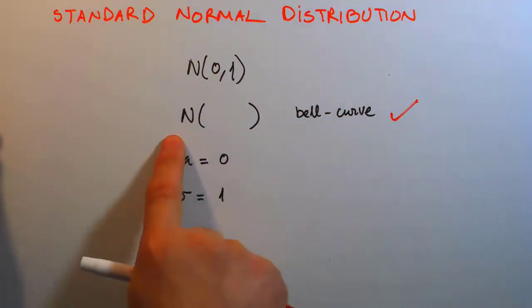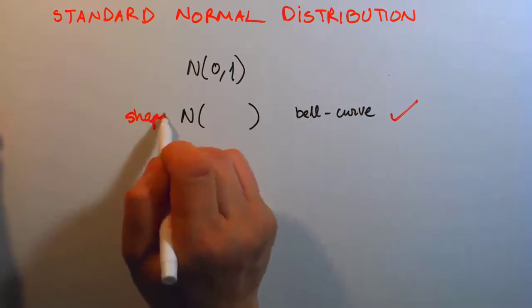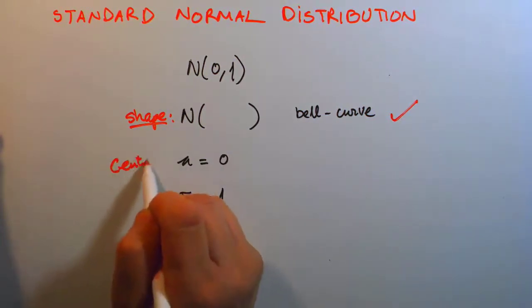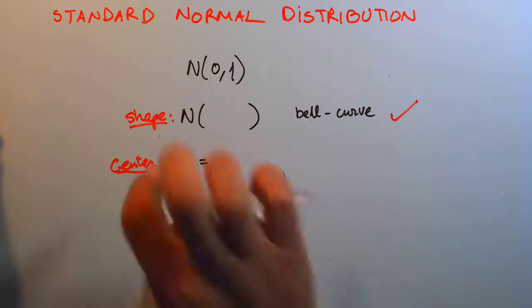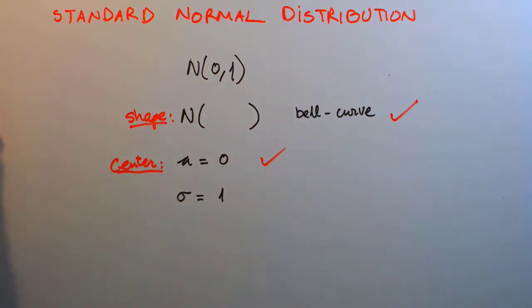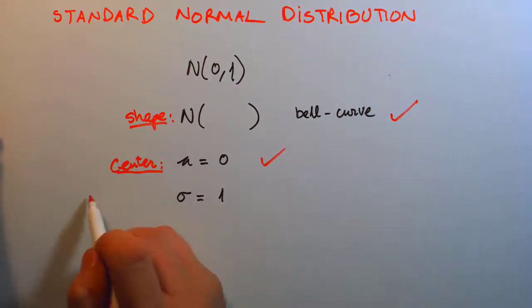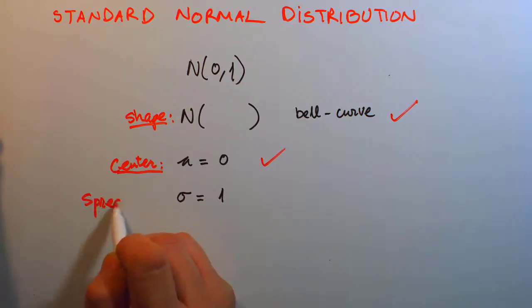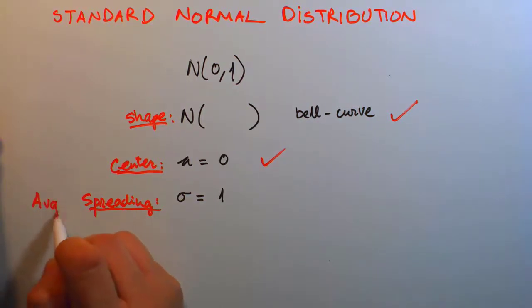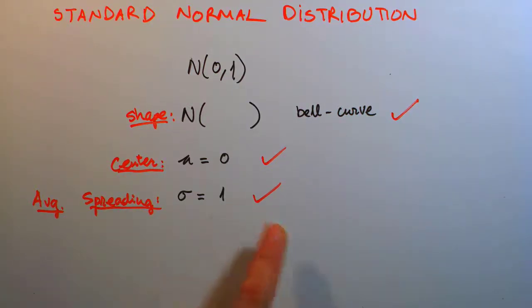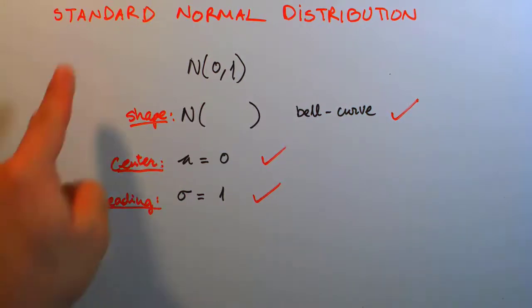So the shape of the distribution is an N, being a bell curve. The next requirement is that it is centered at 0, so make sure we have that requirement checked as well. And standard deviation represents spreading, so the average spreading is 1. So we always have these three important required pieces of information together making up our standard normal distribution.